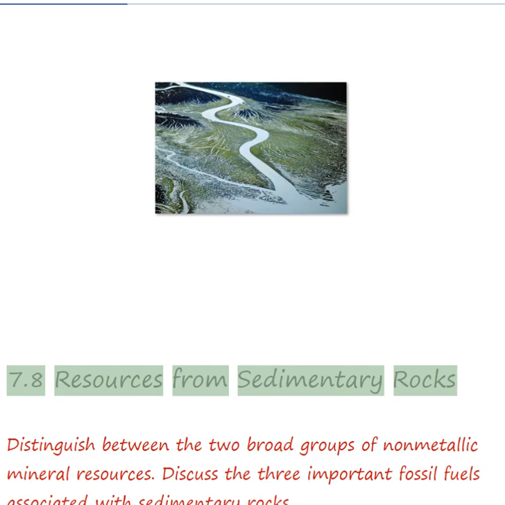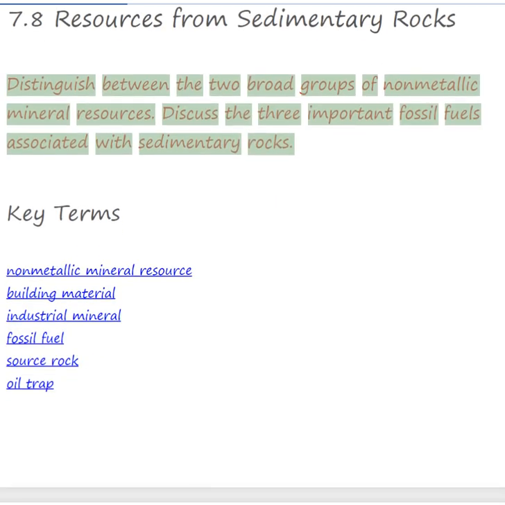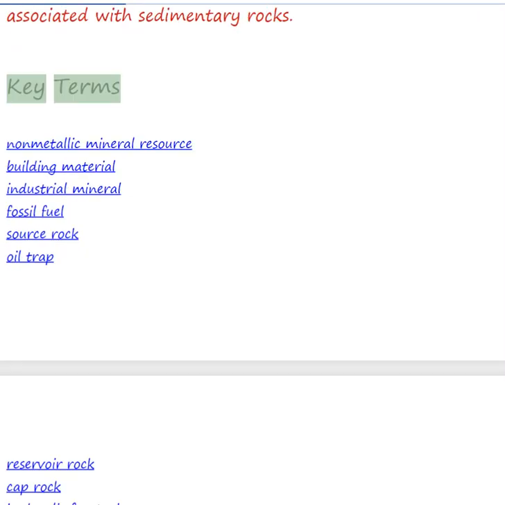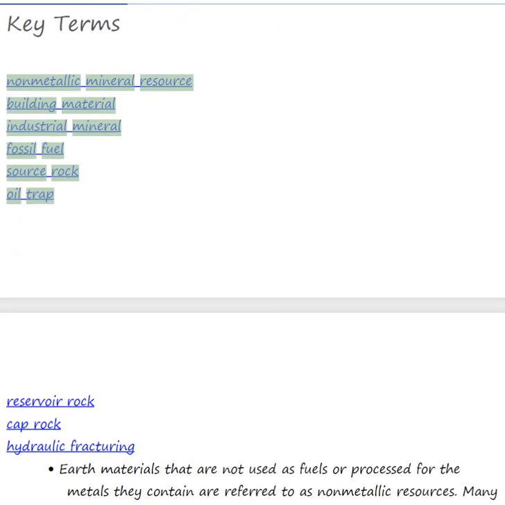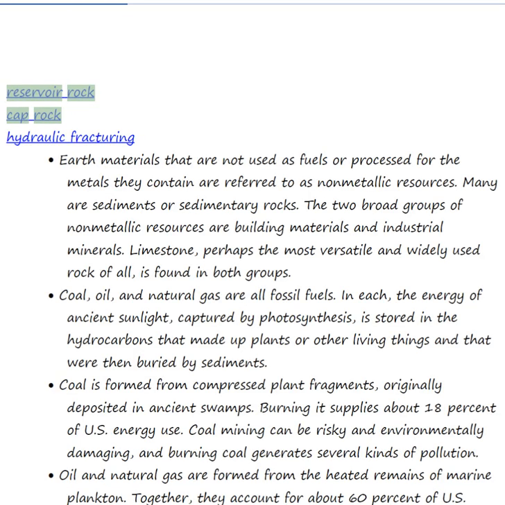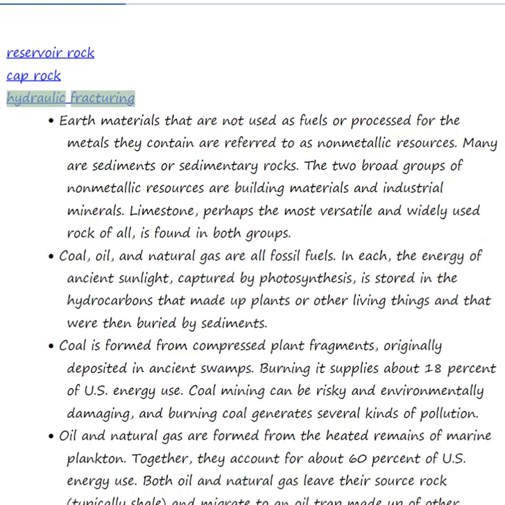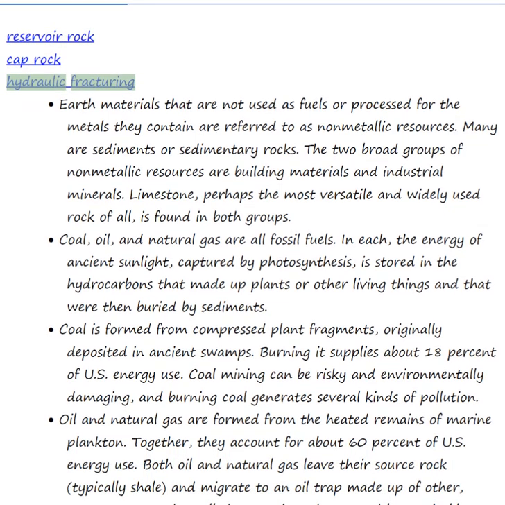7.8 Resources from sedimentary rocks. Distinguish between the two broad groups of non-metallic mineral resources. Discuss the three important fossil fuels associated with sedimentary rocks. Key terms: non-metallic mineral resource, building material, industrial mineral, fossil fuel source, rock, oil trap, reservoir rock, cap rock, hydraulic fracturing.